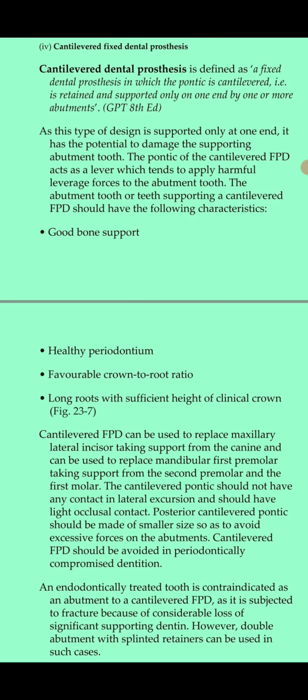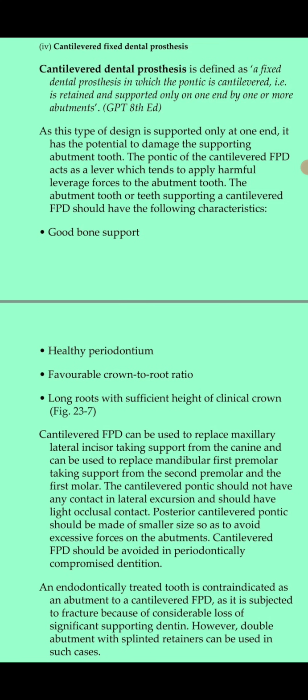If this type of design is supported only at one end, it has the potential to damage the supporting abutment tooth. The pontic of the cantilever fixed partial denture acts as a lever which tends to apply harmful leverage forces to the abutment tooth. The abutment tooth or teeth supporting cantilever fixed partial denture should have the following characteristics. Meaning, the cantilever abutment should have the following characteristics. It is good bone support, healthy periodontium, favorable crown to root ratio, long root with sufficient height of clinical crown.